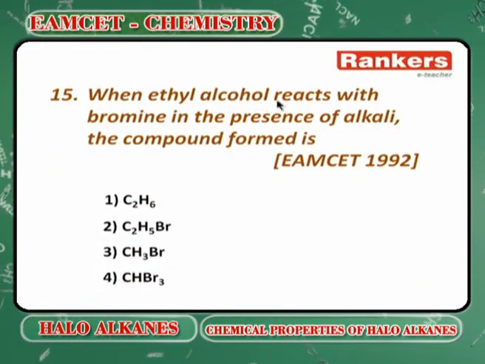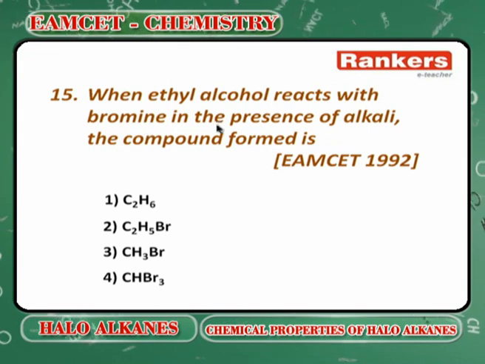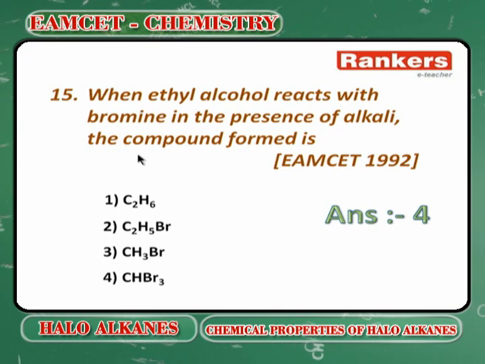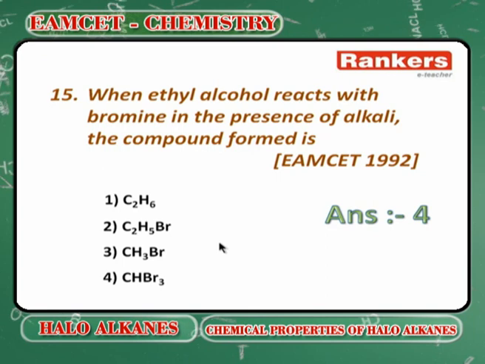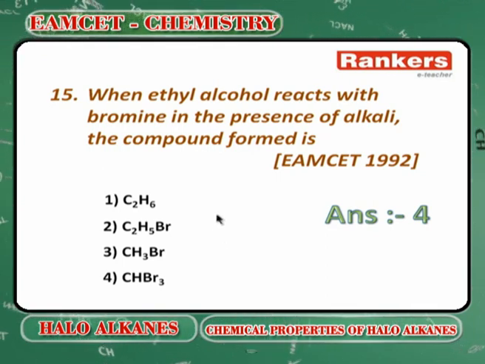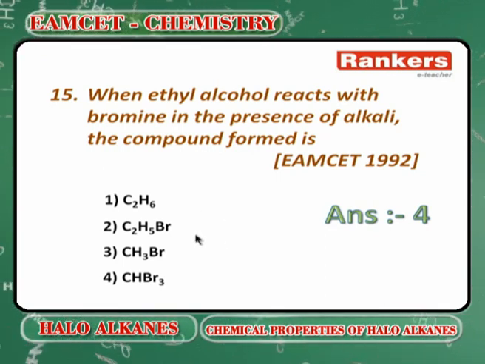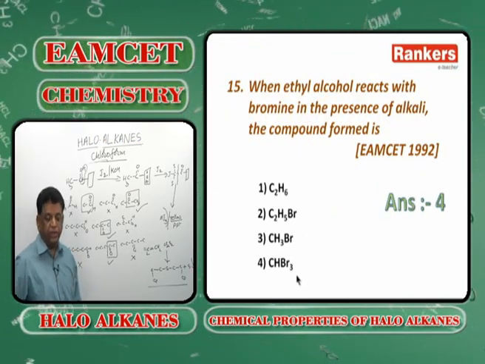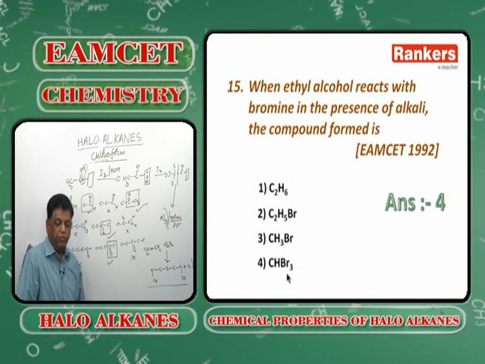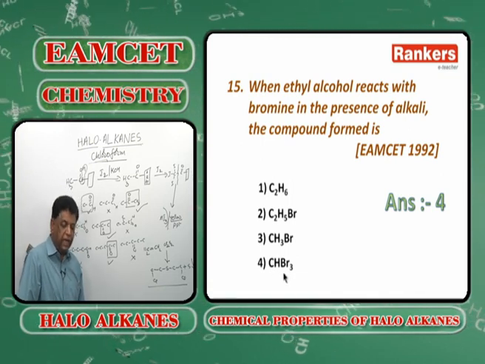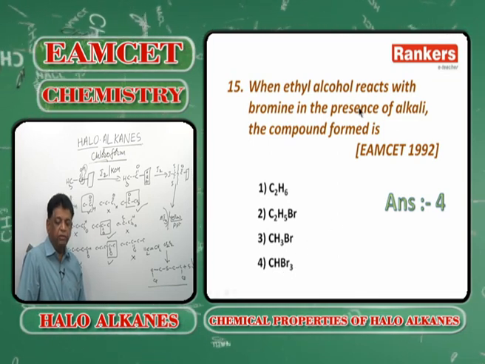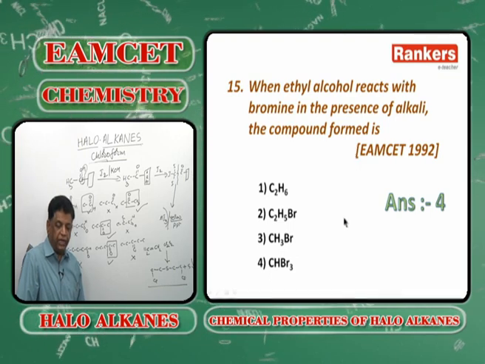When ethyl alcohol reacts with bromine in presence of alkali, once again you see the alkali he didn't mention here. Sodium hydroxide, potassium hydroxide, calcium hydroxide also can be taken, but the reagent is not chlorine, it is bromine. So what comes here, the brominated form of chloroform, nothing but bromoform, is the right answer. Bromoform will have a light brown color, but it is a liquid, therefore you can only identify color, not solidification, in the reaction.